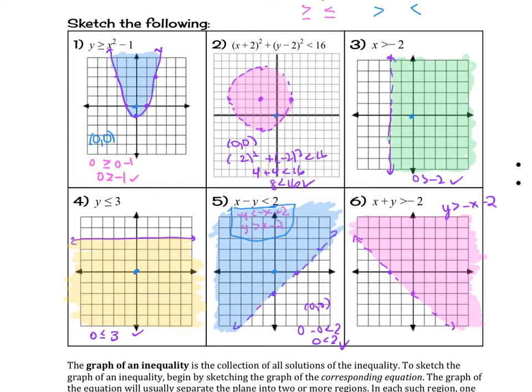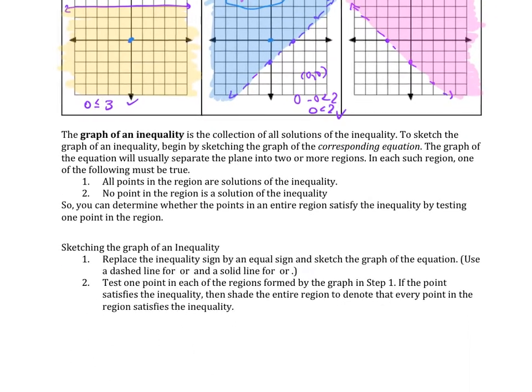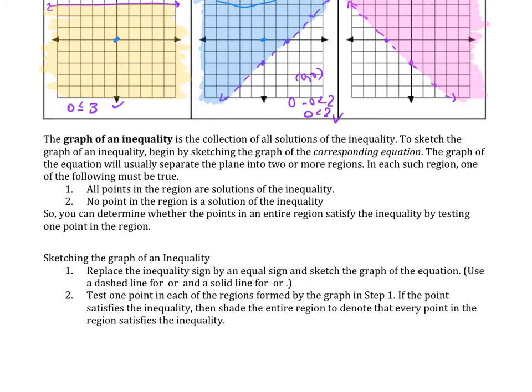For number 6, same thing. You can find the intercepts. I found that when x is 0, y is -2, and when y is 0, x is -2. And then I rewrote it in slope-intercept form: y is greater than -x minus 2. And then I shaded.